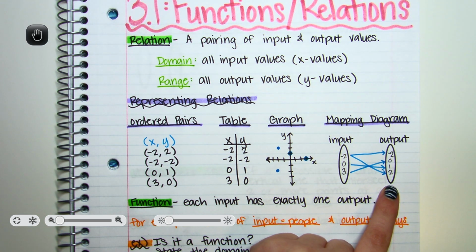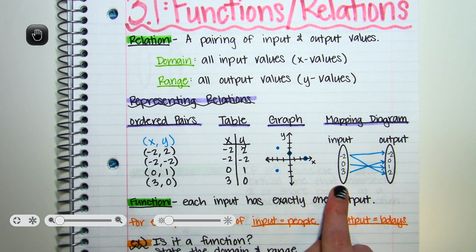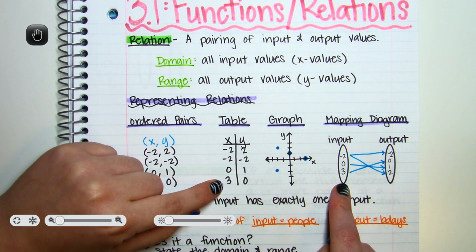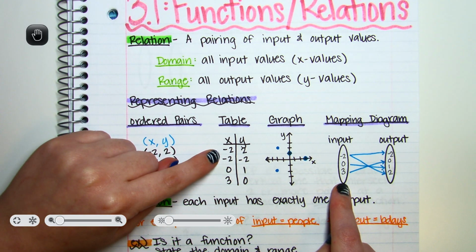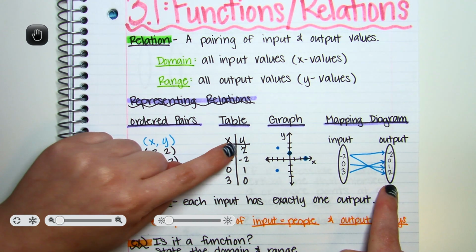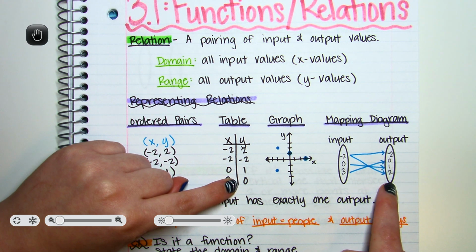So I want to point out my input values. I only wrote down 3 numbers, but I have 4 input values that are written down over here. The reason is because -2 is used twice. So when I do the mapping diagram, I only have to write it 1 time. But then my output values, all of them are different, so I write all 4.